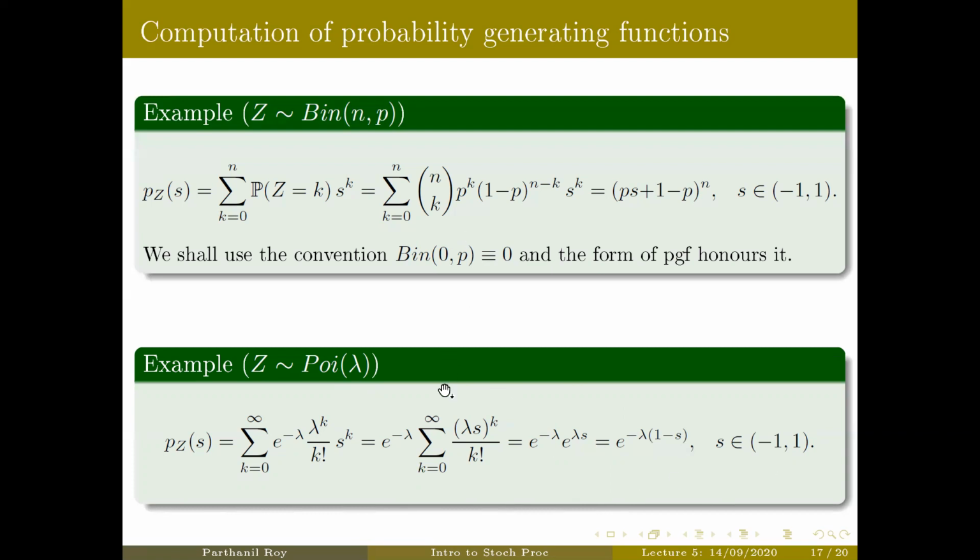Because of the theorem that we stated and proved in the last slide, these PGFs uniquely determine the binomial n, p and Poisson lambda distributions respectively. We'll actually use it in the calculation in the next slide.